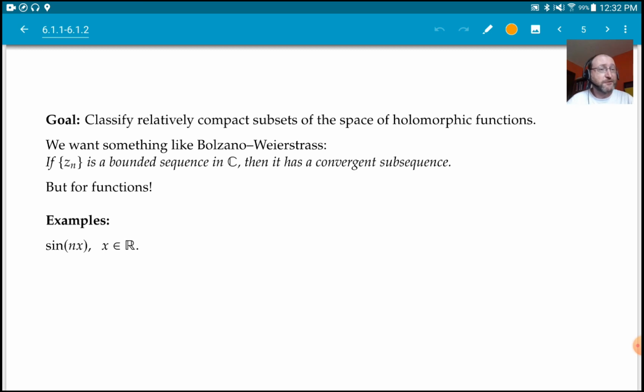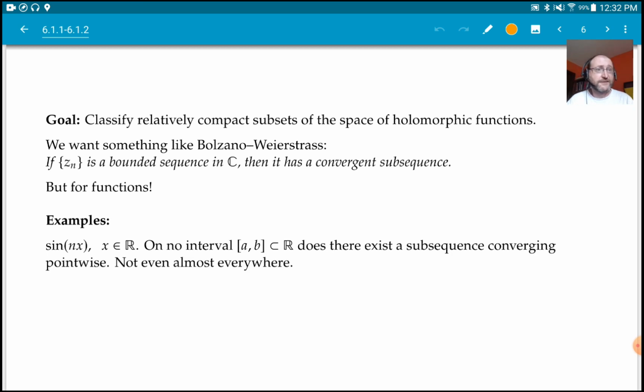So here are some examples, if you have just any old functions, not necessarily holomorphic. Let's suppose sine nx, where n is an integer, where n is the place in the sequence, and we're thinking of it as a function of the real variable x. So this sequence of functions doesn't actually converge to anything in any reasonable way. At some points, for example at 0, because when I plug in x equals 0, the n doesn't really matter. We always get 0. So yes, it converges there.